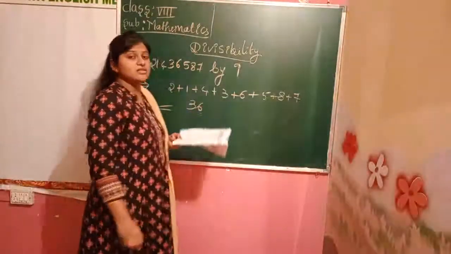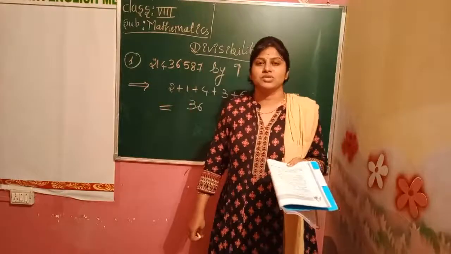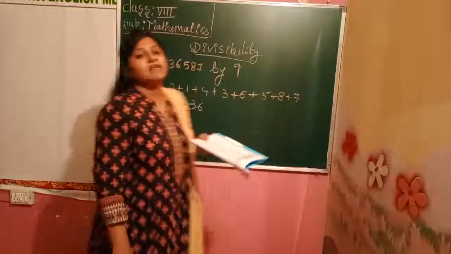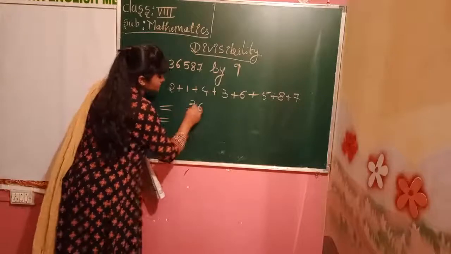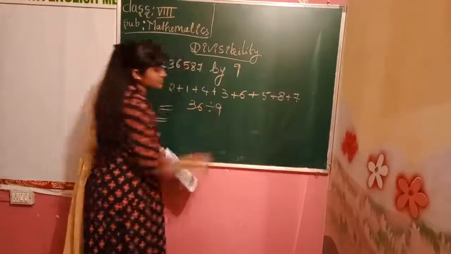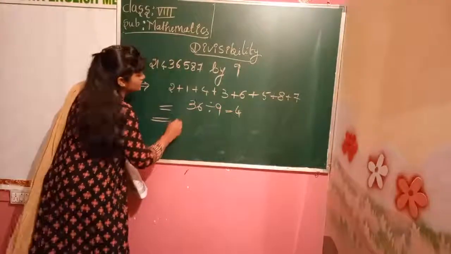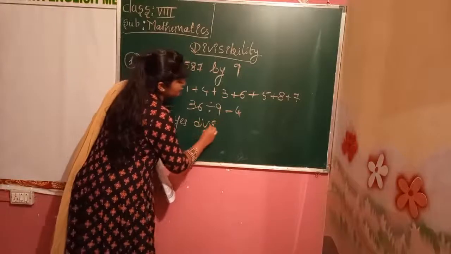Now check whether 36 is divisible by 9 or not. Yes, it is divisible by 9. 9 fours are 36. In the 9 table we can divide and we get 4. So yes, this number is divisible by 9.